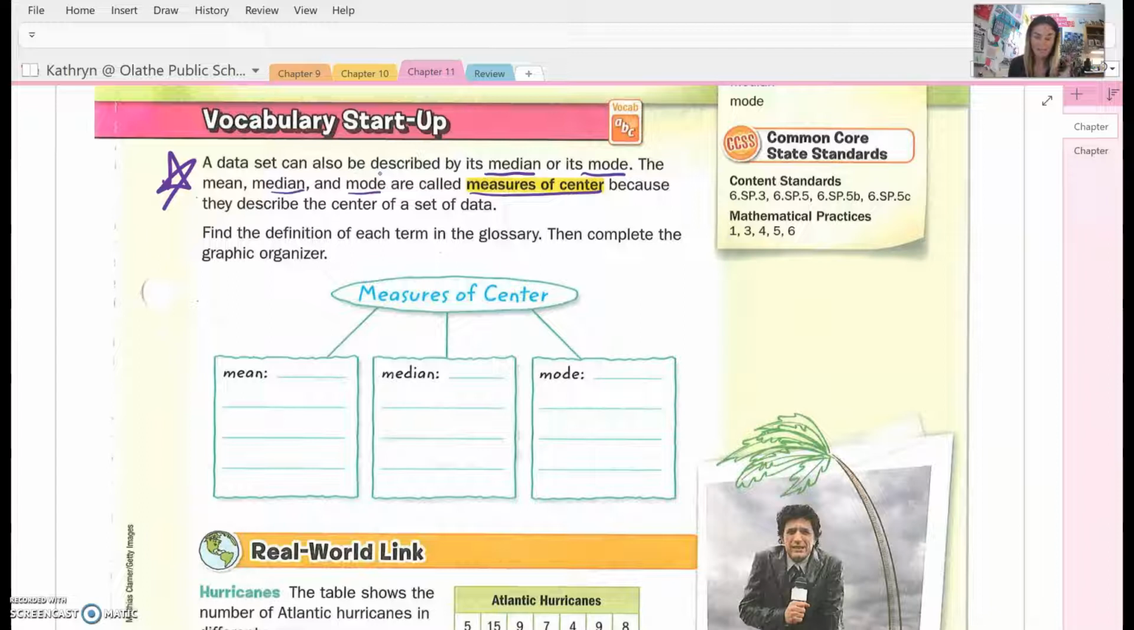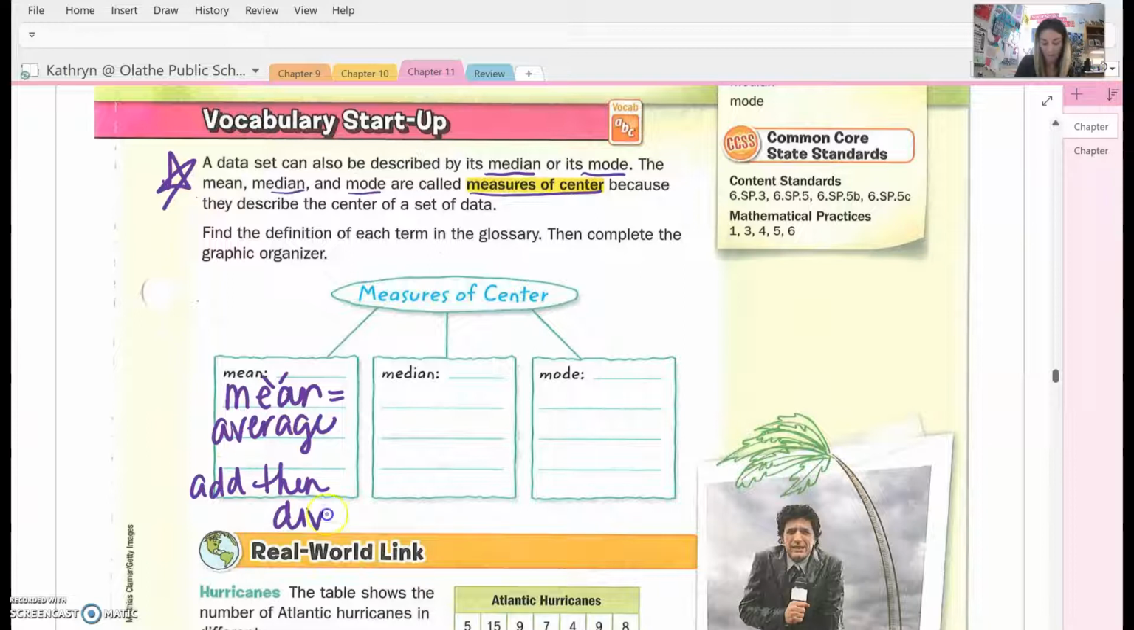We have done mean. So remember when we write the word mean, we actually write it with those evil eyes, because remember that the mean means the average, and how you get the average is you add all the numbers, then you divide. That's my quick way of just putting add, then divide. Add up all of the numbers and then divide by the total.